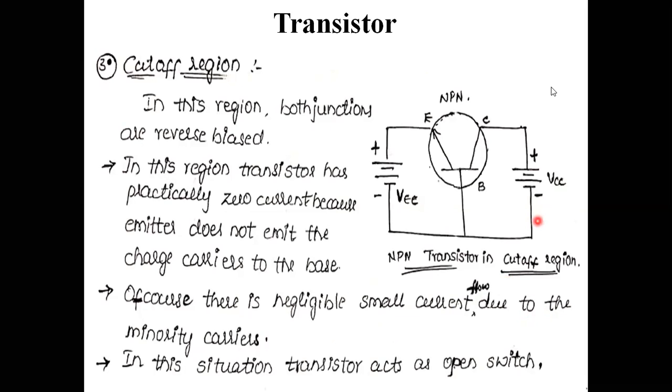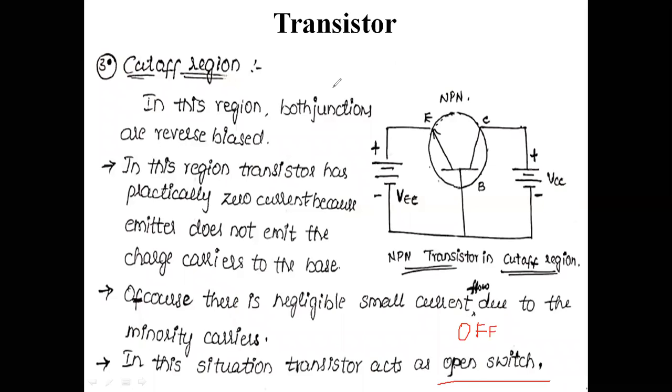In this situation both the regions, emitter region and collector region, are operated in reverse bias condition. Therefore this transistor acts as an open switch here. This transistor acts as an open switch, or we can represent this position of the transistor as the off position. We call it the off position, the open switch, the off position of the transistor.